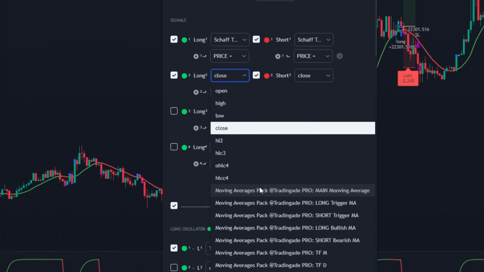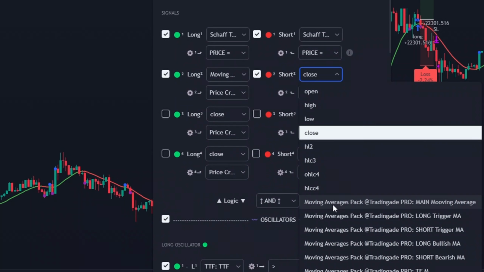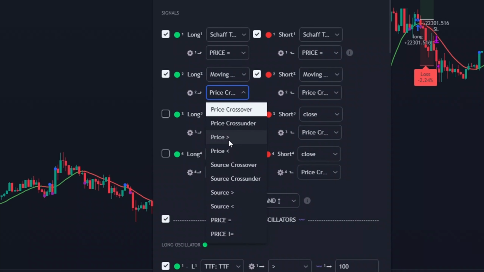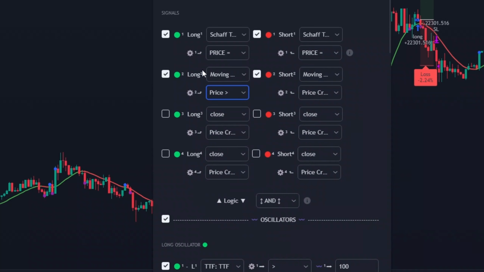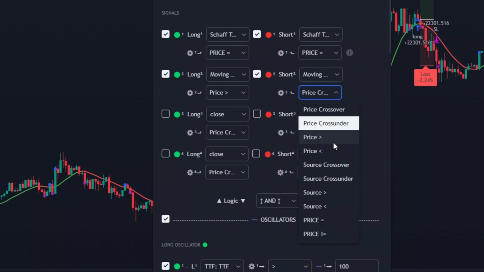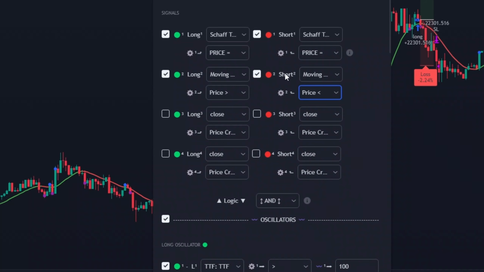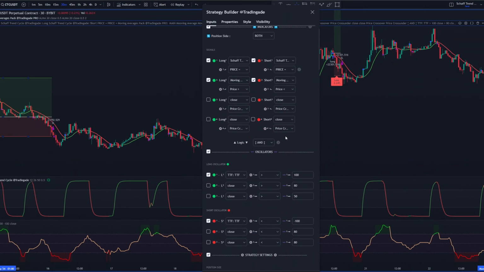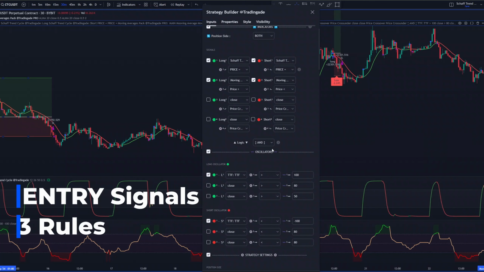We're gonna set the main moving average for both long and short position. And we want the price that is greater than the moving average for the long side, whereas we want the price that is below our main moving average for the short side. And that's all guys, we have just configured our entry signals based on 3 different rules.